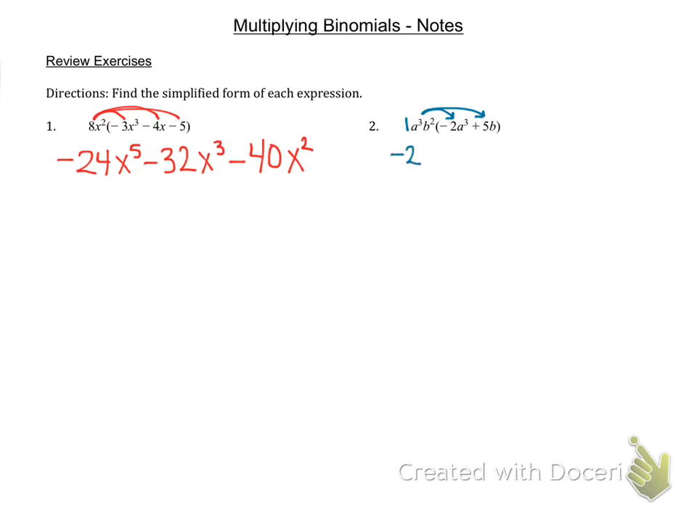A cubed times a cubed, I'm going to add the exponents, so a to the 6th. And then b squared, there's no other b term in that monomial, so I'm just going to keep it as b squared. Then I'm going to do 1 times a positive 5 is a positive 5, so plus 5. And then I have a cubed, I have nothing to combine with that, so I'm going to write a cubed. And then b squared times b is b to the 3rd power.